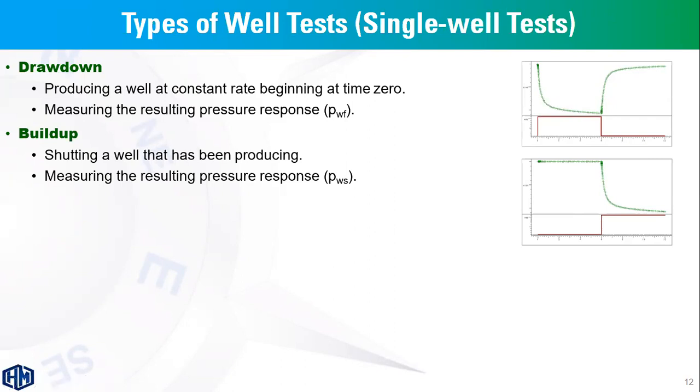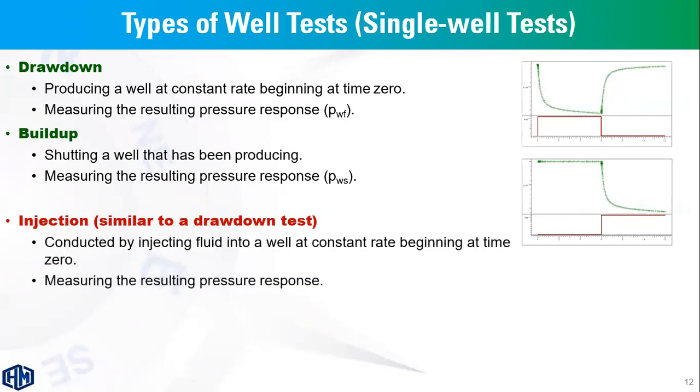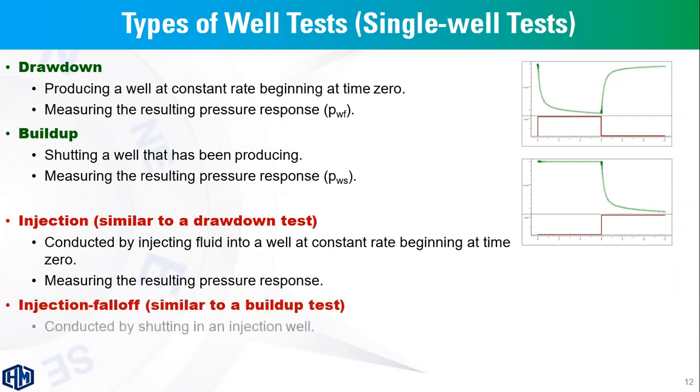and measuring the resultant pressure response. For injection wells, we have two similar tests. The first one is the injection test, injecting at constant flow rate and recording the pressure response. The second type is the injection fall-off test, which is equivalent to the build-up in case of production.